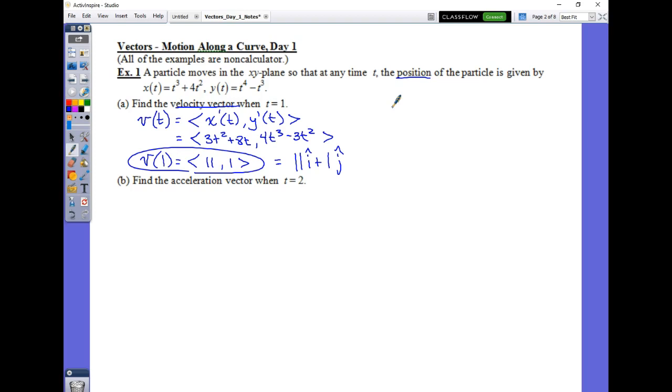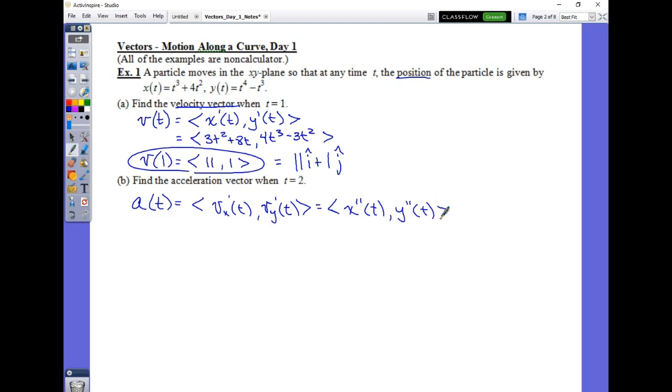B, find the acceleration vector when t is equal to 2. So we ask, well, how do we find the acceleration vector? Well, we can either take the v of x prime t and the v of y prime t, or if you're not happy with that notation, that's the same exact thing as saying x double prime t, y double prime t.